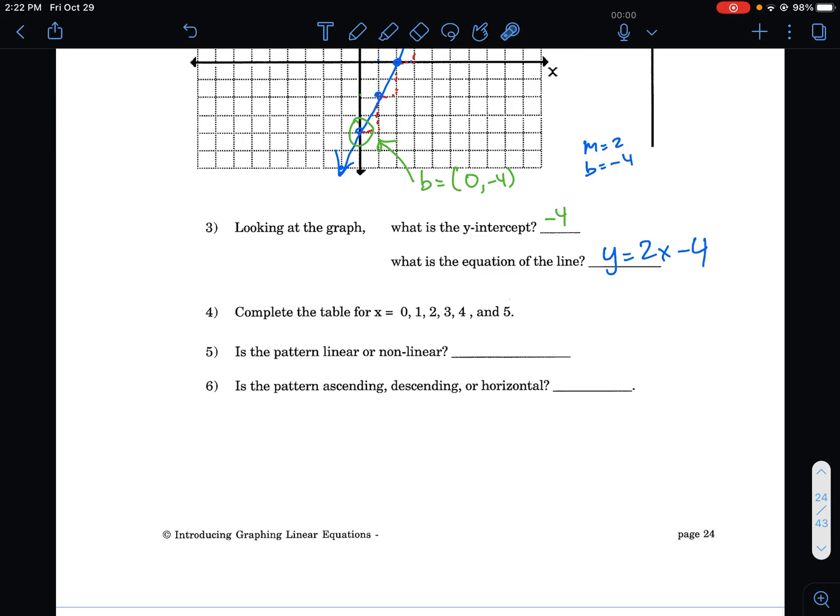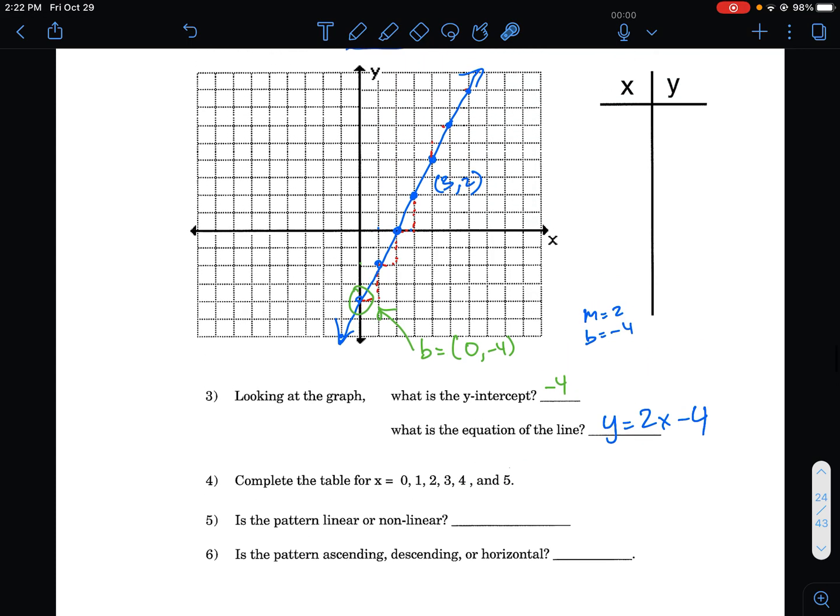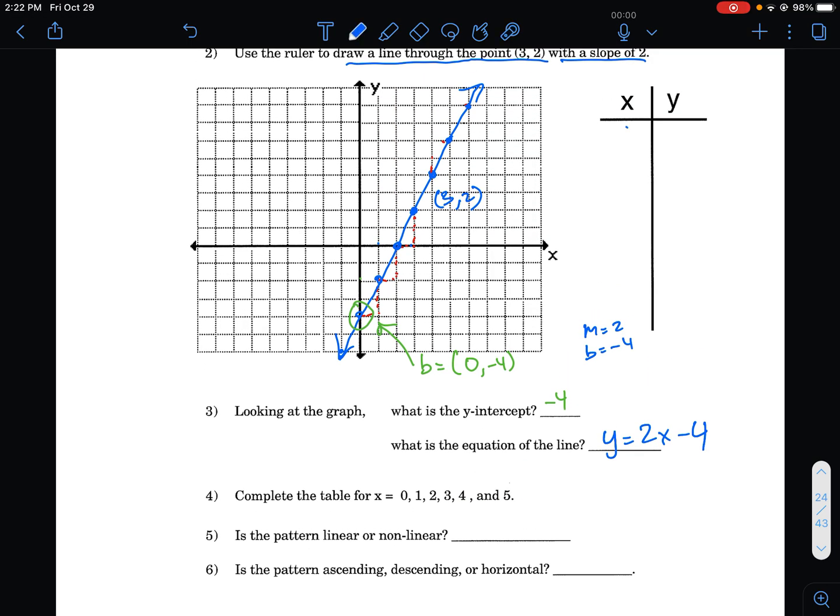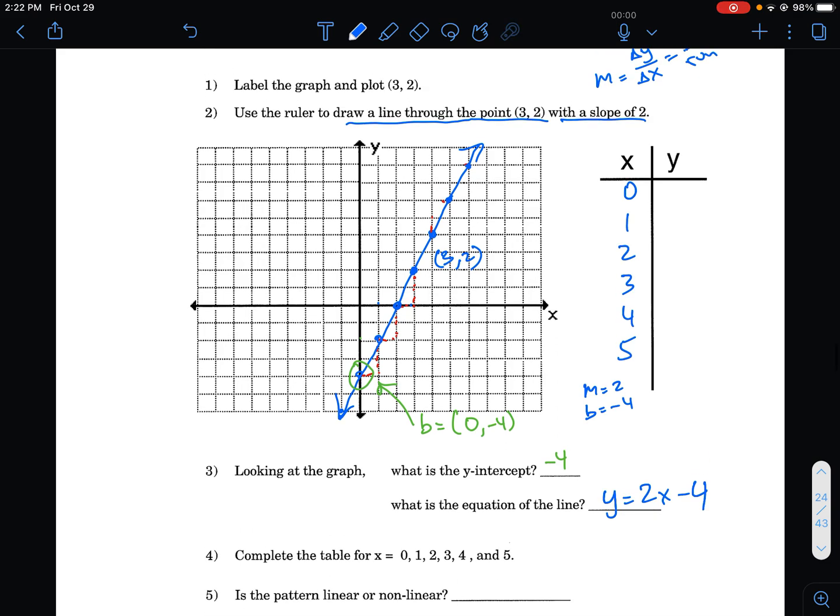They want us to complete the table now when x is 0, 1, 2, 3, 4, and 5. Let's do that. When x is 0, what does y equal? Well, we could use our equation, or we could even use our graph and just say, when x is 0, y is -4, which makes sense because that's what a y-intercept is. It's when x equals 0.